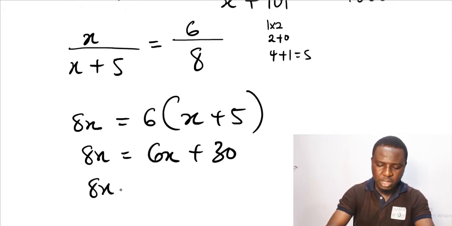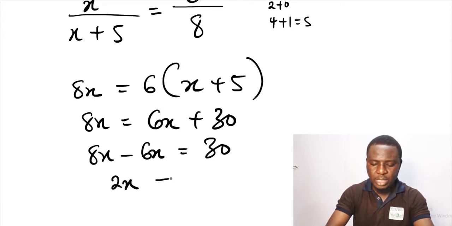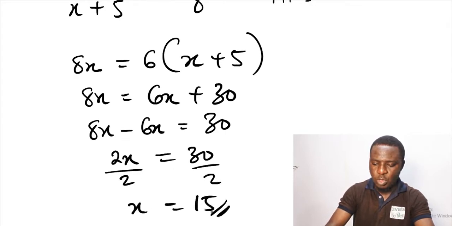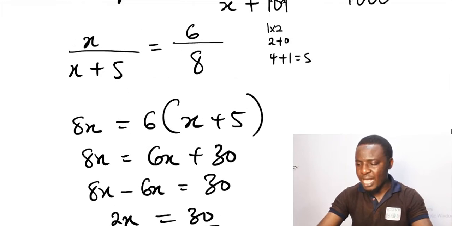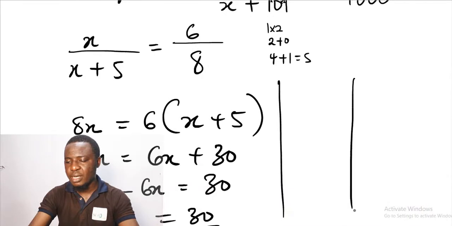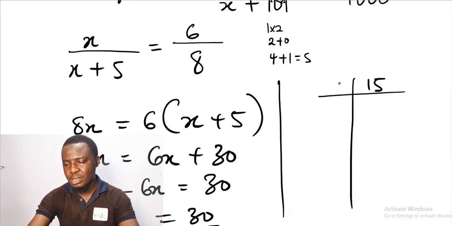Collect like terms. This becomes 8x minus 6x being equal to 30, and 8x minus 6x is 2x. So 2x is equal to 30. What is x? Divide both sides by 2. x is equal to what? 15. So I've gotten my x to be equal to 15 in base 10. I will now convert it from base 10 to base 2, which I did tell you.